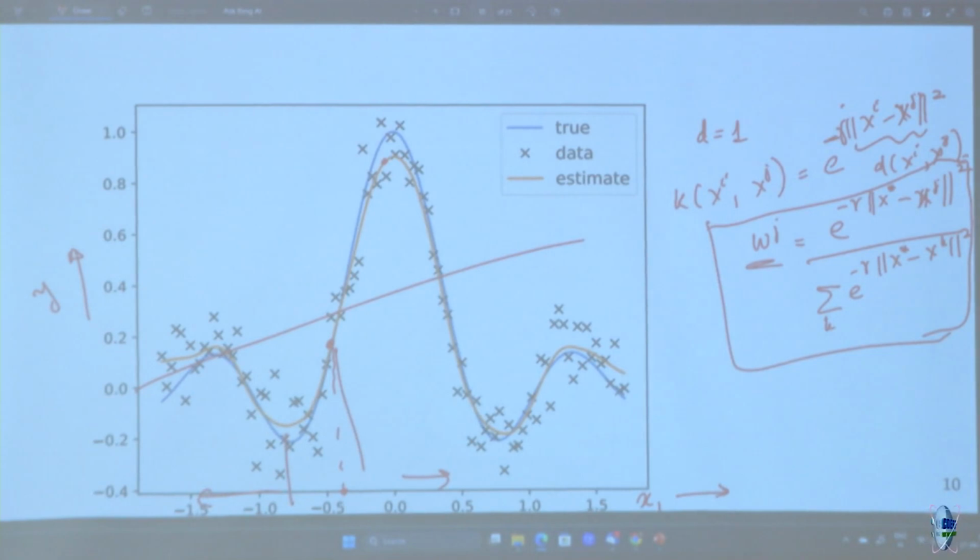When gamma is very small, for example, when gamma is 0, then all points have equal weight, right? And then what is the y value that you will predict for a test point? So if gamma is 0, what is the predicted y for a test x star?